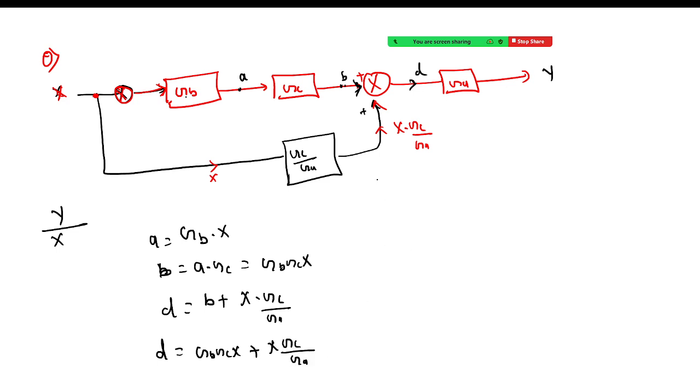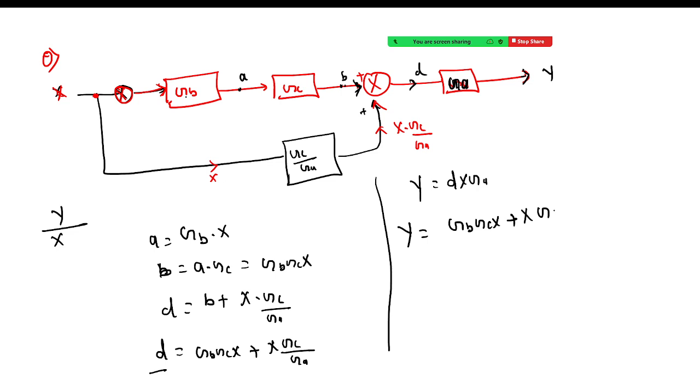And what is Y? Y is equal to, Darshana, tell me what is the value of Y if this is GA. Anyone? What is Y? Y is equal to D into GA. Am I right? Y is equal to D into GA. And we have calculated the value of D. So Y is equal to GB GC into X plus X GC by GA into, there is also GA, right?